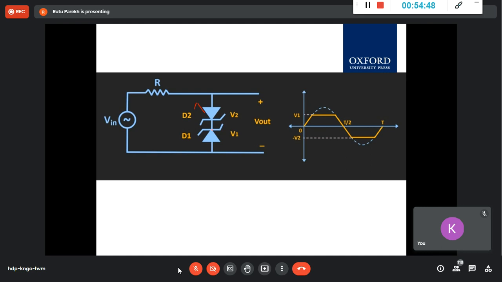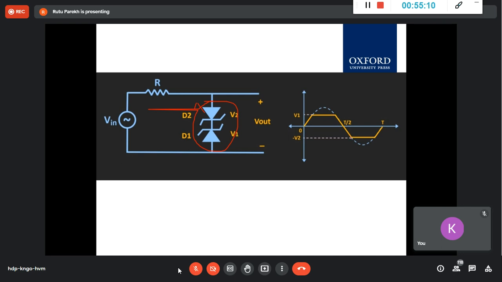Okay. And then these are back-to-back connected Zeners here. For this input, which is shown here in blue, this is the output. And this will be my homework to you. Here also you will divide into positive half and negative half, and you will explain it to me next time.